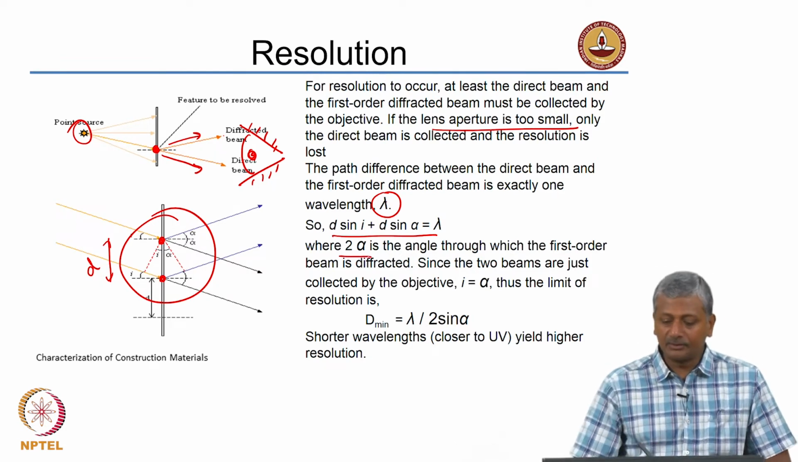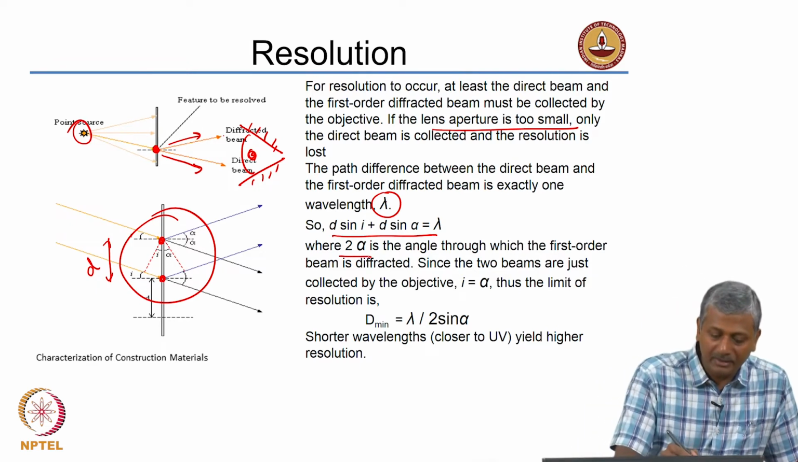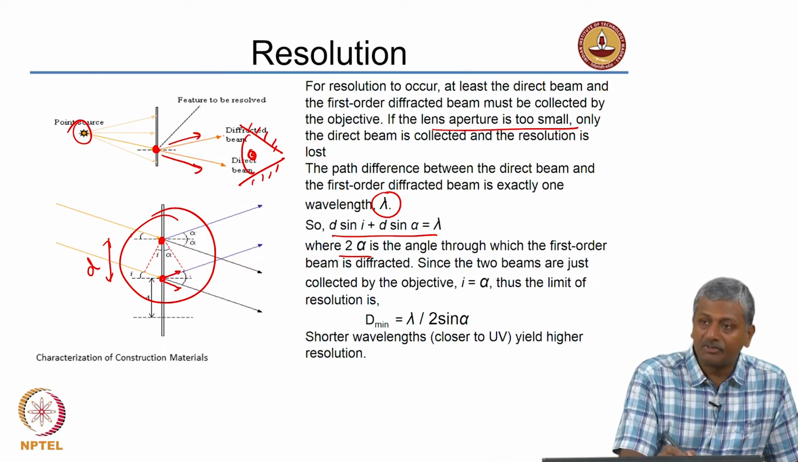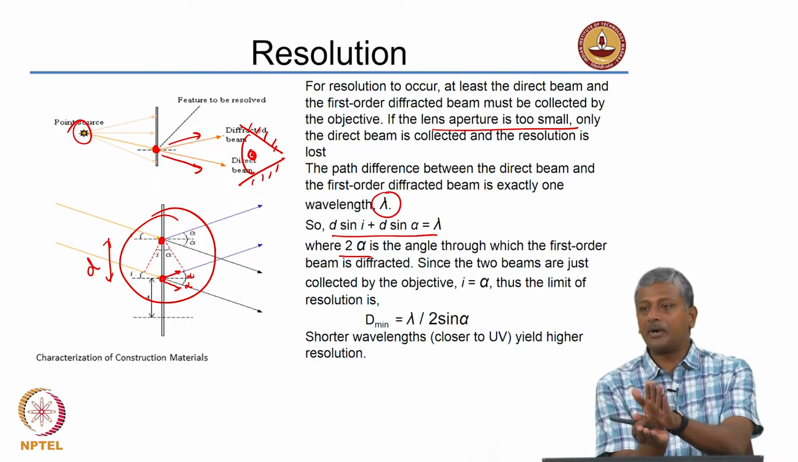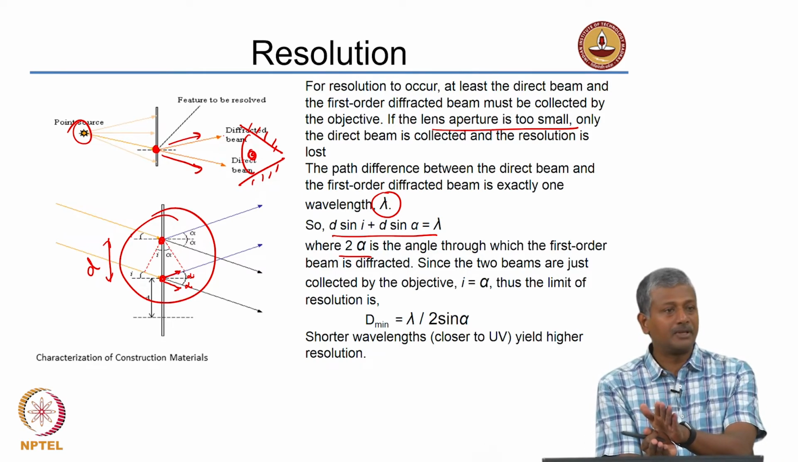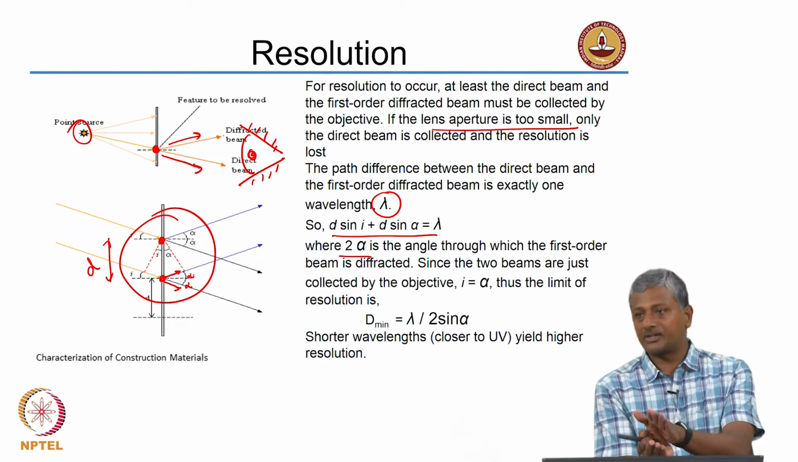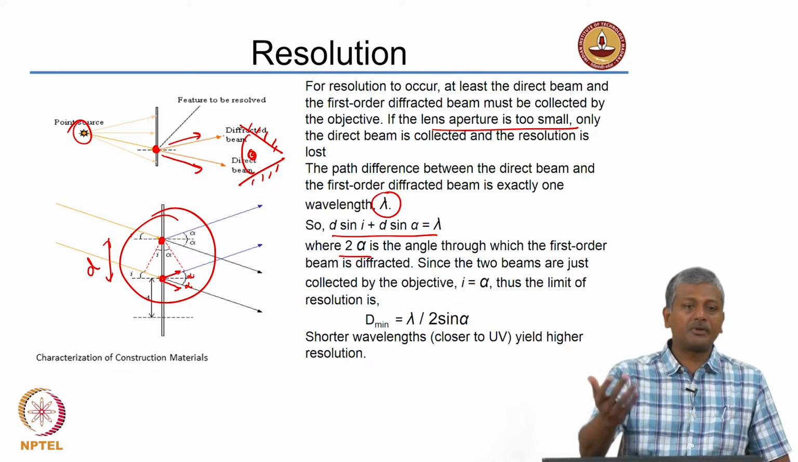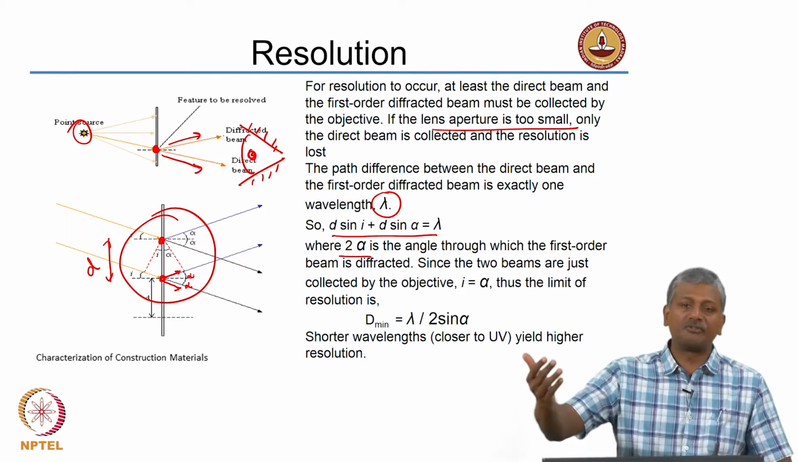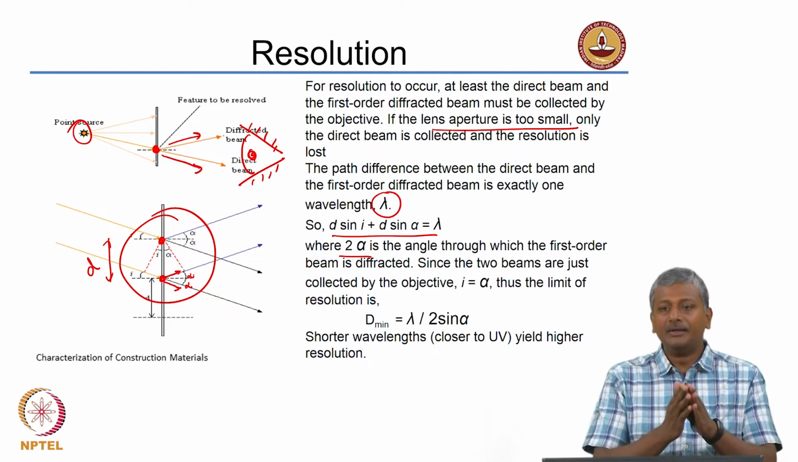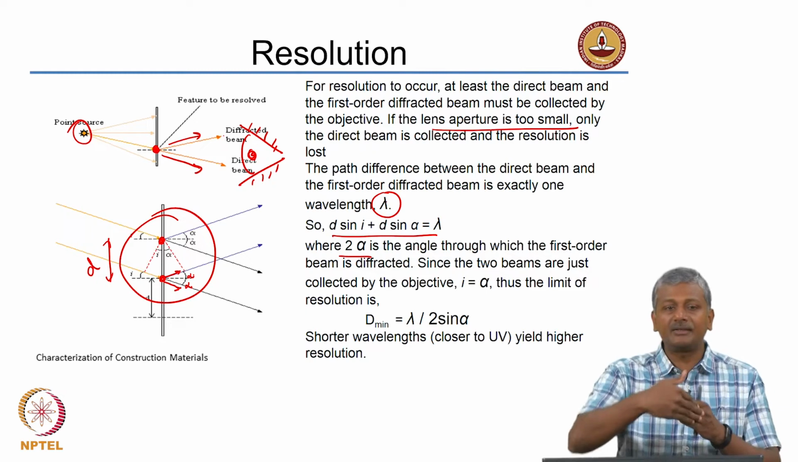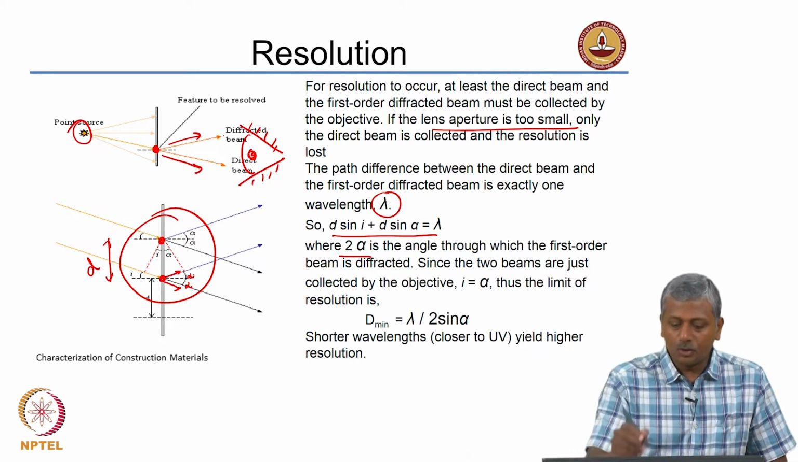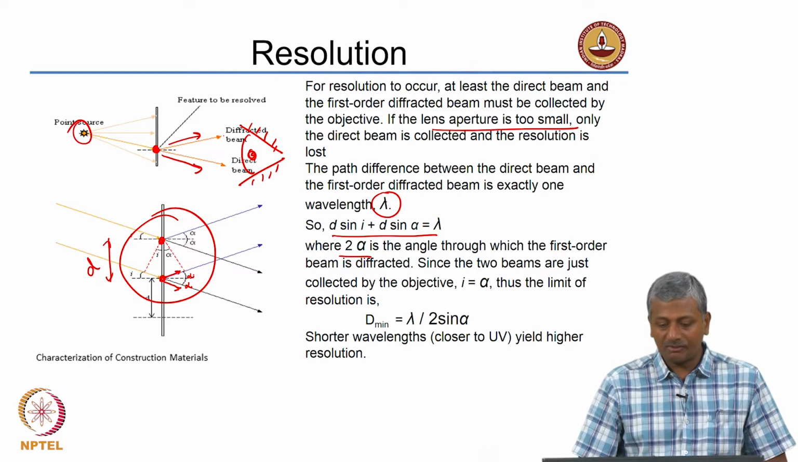2 alpha is the angle through which the first order beam is diffracted. What do you mean by that? So this is the first order, this is the main beam, direct beam, and that is the diffracted beam. So this is alpha, that is alpha. So 2 alpha is the change in path or change in the direction of the beam when it undergoes the first order diffraction. Please remember, if you remember your concepts of diffraction, there are several orders of diffraction that can actually happen based upon the number of times the light gets bent around the edges, okay. So again 2 alpha is the angle through which the first order beam is diffracted.